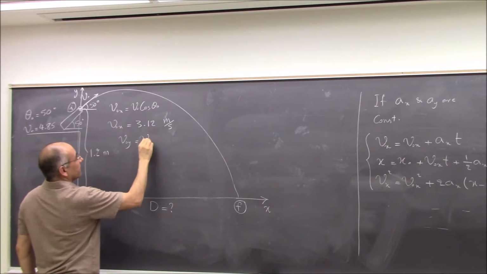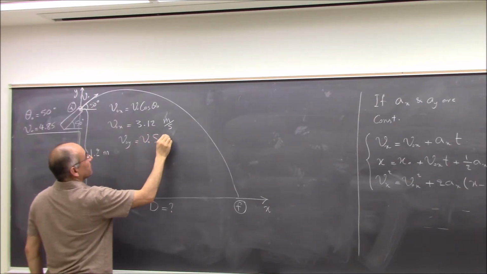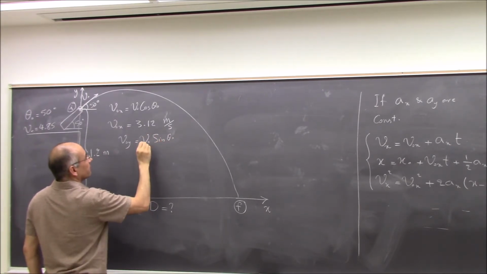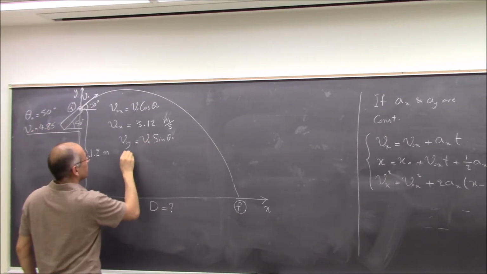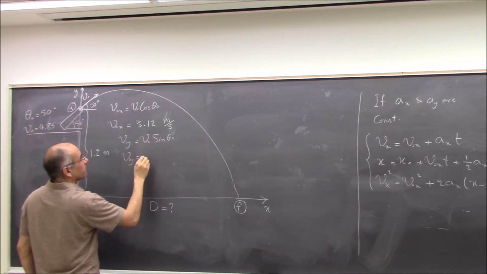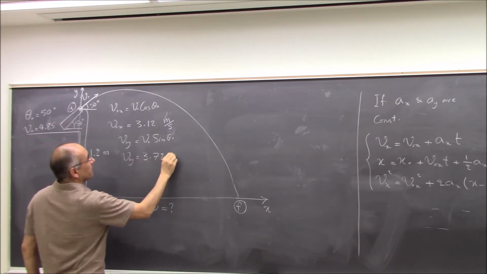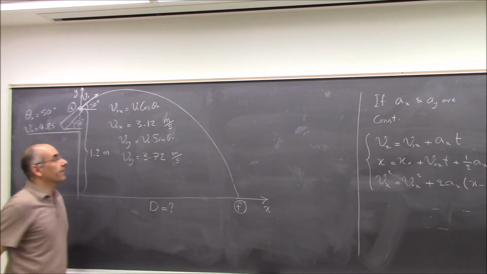And V naught y is V naught sine theta naught, or 4.85 sine of 50. What did you say? 3.72 meters per second.